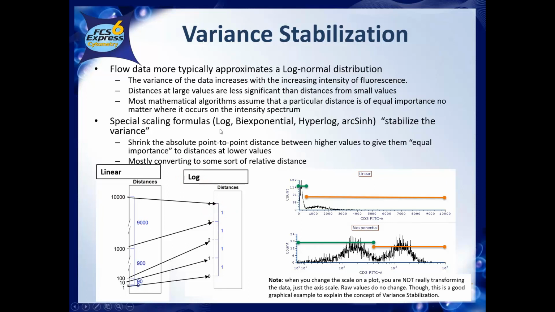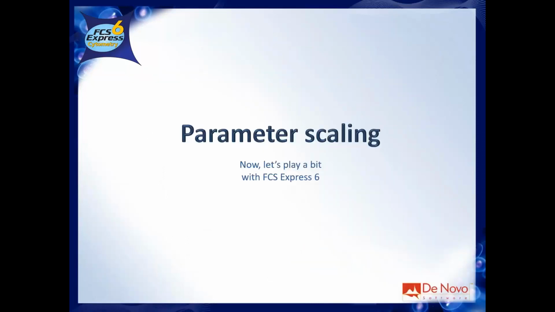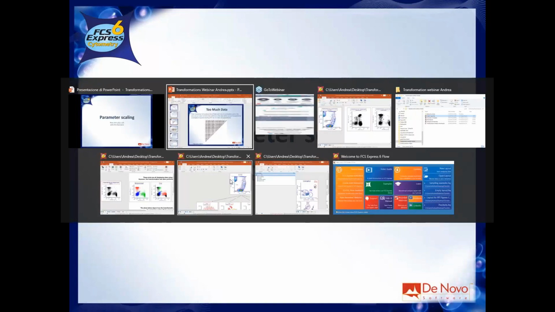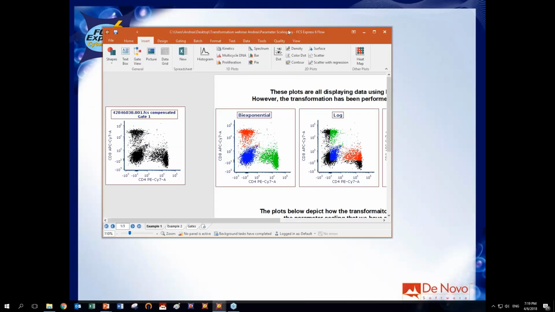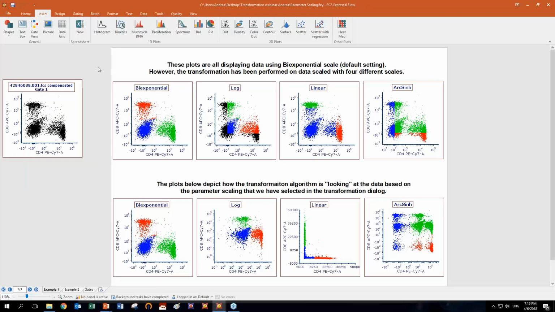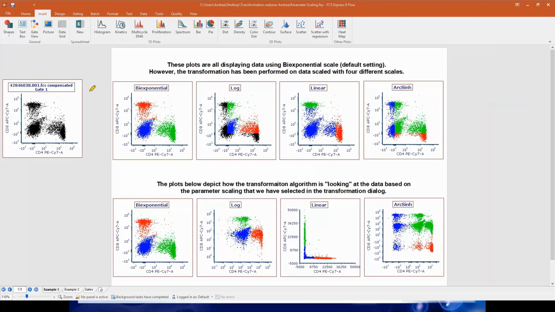And in FCS Express, you can apply any transformation among those, for example log, biexponential, hyperlog, or arcsine, depending on what you want. So let's have a look at how important it is to apply a correct parameter scaling when dealing with transformation. Let me first explain how this layout has been created.